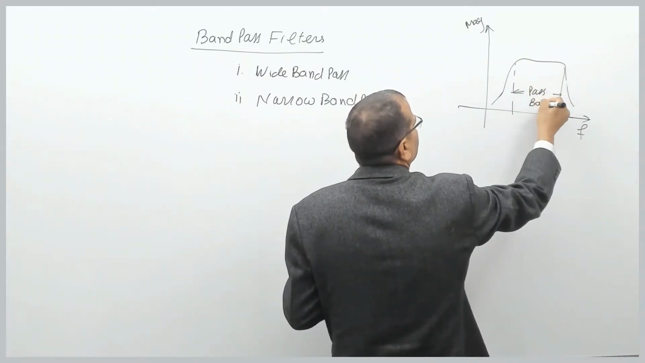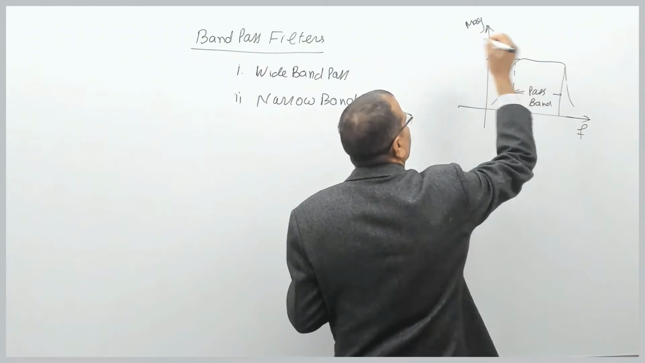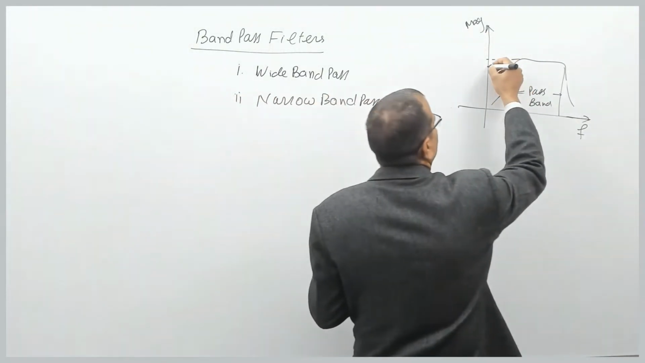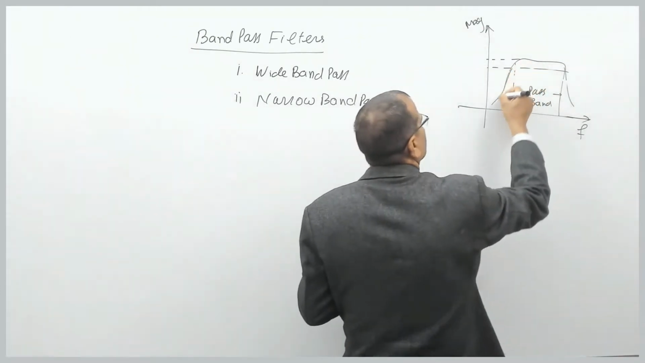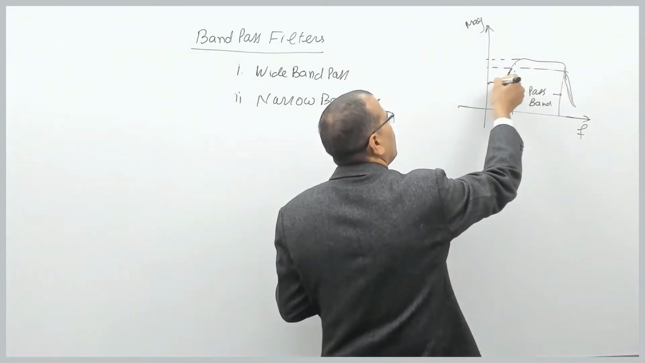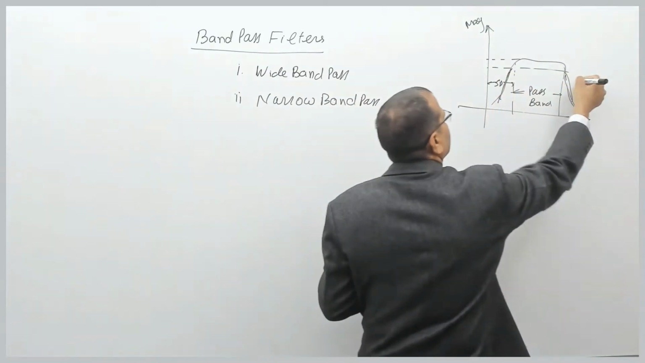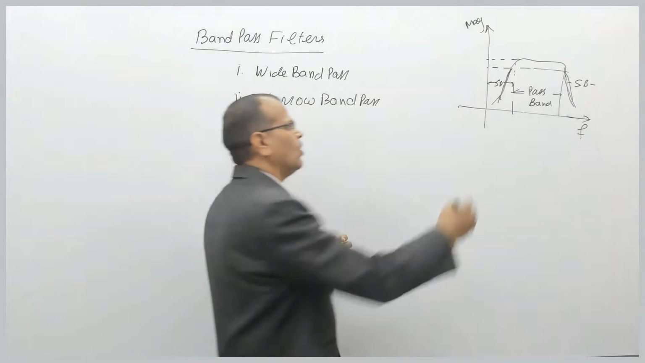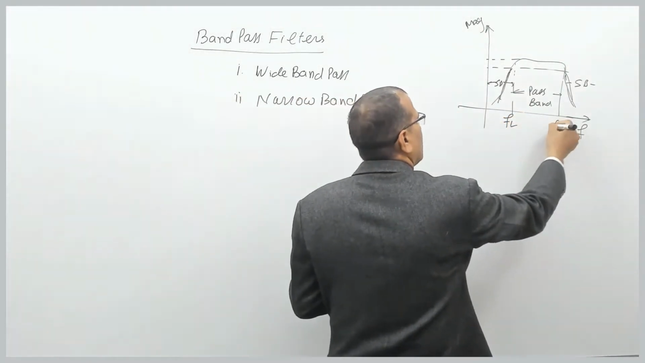So in pass band it has got a certain finite amplitude of gain or magnitude of gain, and beyond that it attenuates the gain of the filter, reduces, right? So this side is stop band, this side is stop band, right? So this is called lower cutoff frequency, this is called upper cutoff frequency.